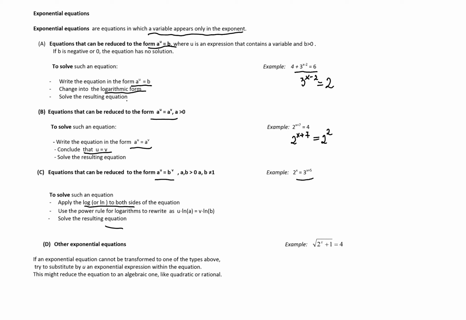If we cannot classify an equation as one of the types A through C, then we'll have to look for some other ways. Usually we are looking for some exponential expression that repeats in the equation, or can be replaced by the letter u, and we can look at the resulting equation. For example, here, if we choose u equal to the power x, our equation can be rewritten as u plus 1 is equal 4, and we can solve this equation using the ways that we learned earlier.